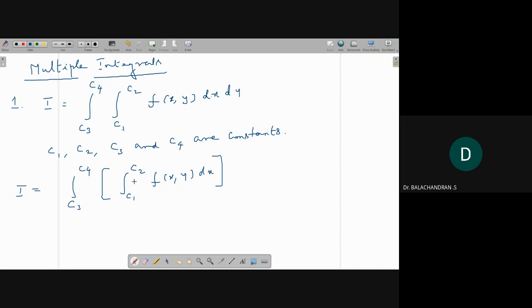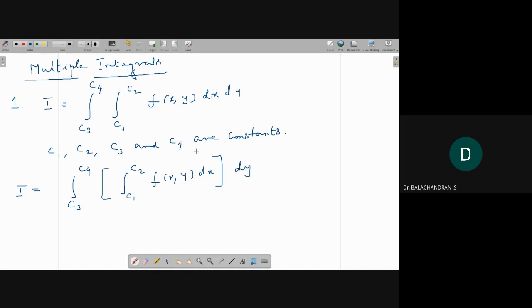You will get a function of what? Function in y, sir. Very good. Function of y. Once you go on, first you need to integrate with respect to x. That time you should keep y constant. And then substitute the limits for x. You'll get a function of y, and then here dy.